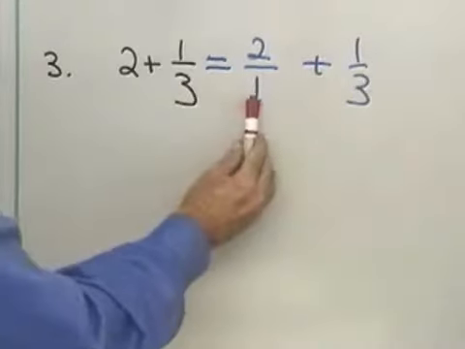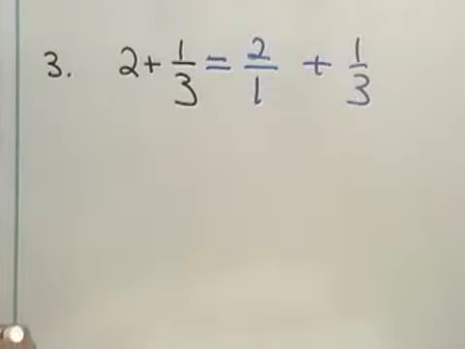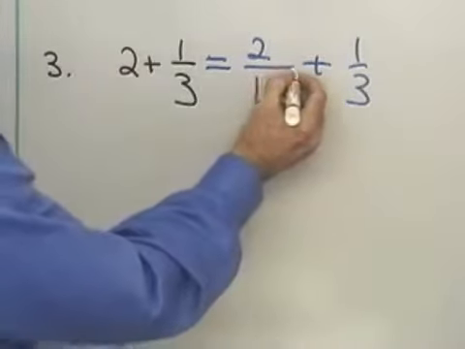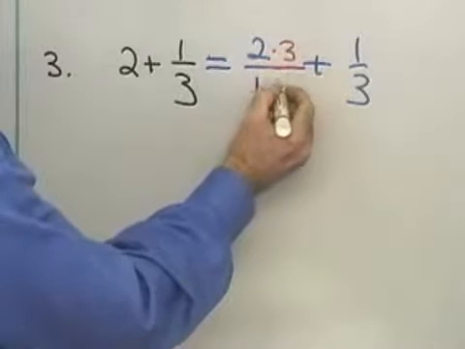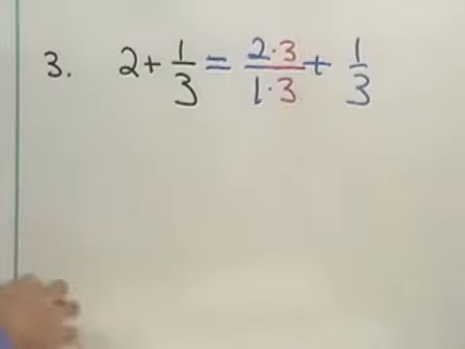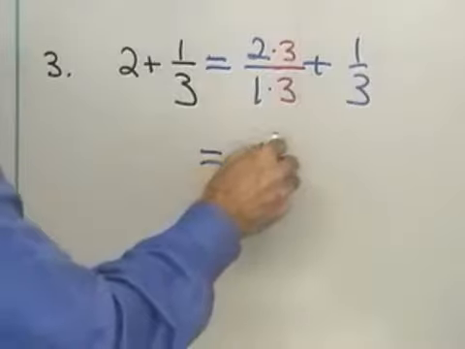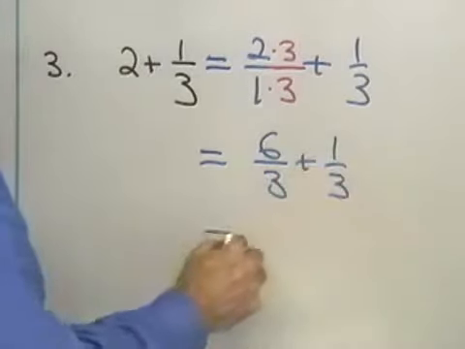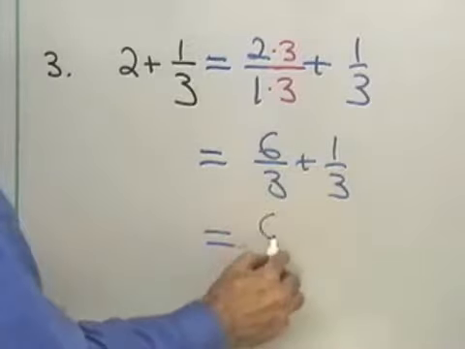Now I see that the smallest number that's divisible by 1 and by 3 is 3. So I need to multiply this fraction's numerator and denominator by 3. That gives me 6/3 plus 1/3. Now the rest is easy.